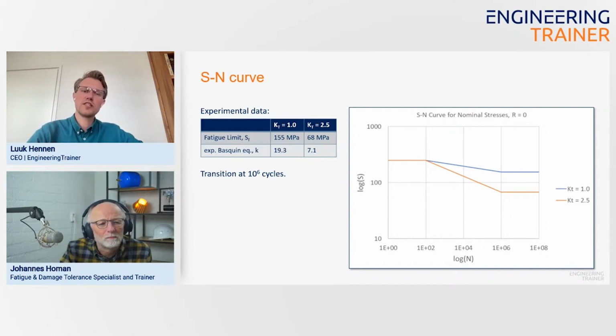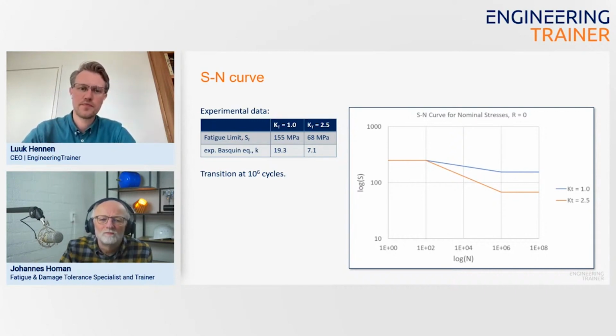And the transition is the same, 10 to the power of 6, for both? Is that always the case? If you look at steel, then it's roughly always the case. For steel materials, it's often between 1 and 2 million cycles. So if you take 1 million cycles, as in this case, then you would be somewhat conservative.